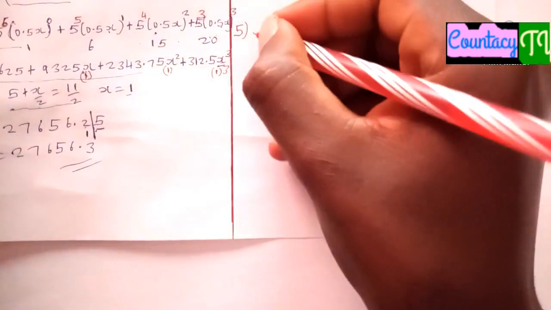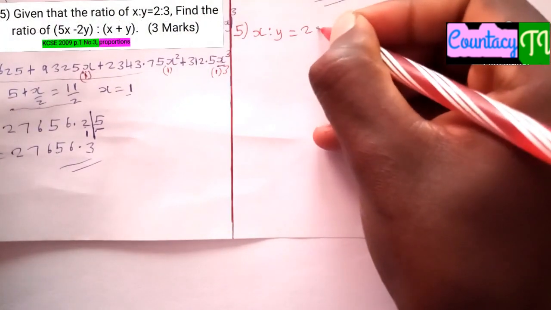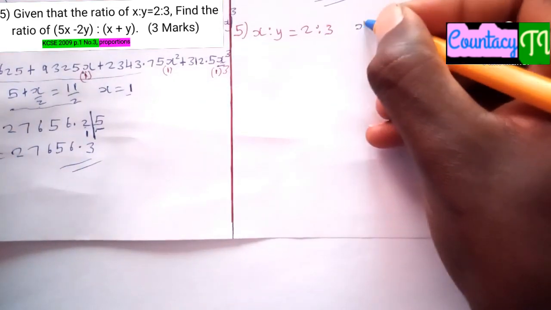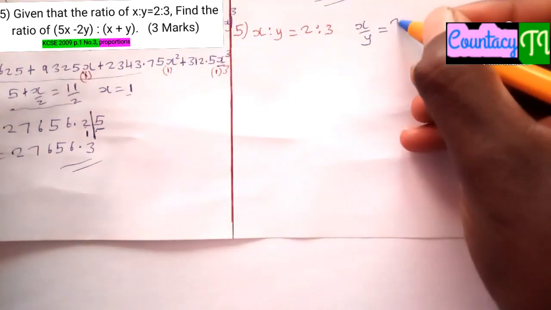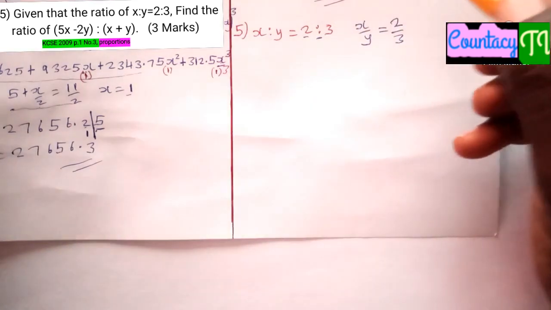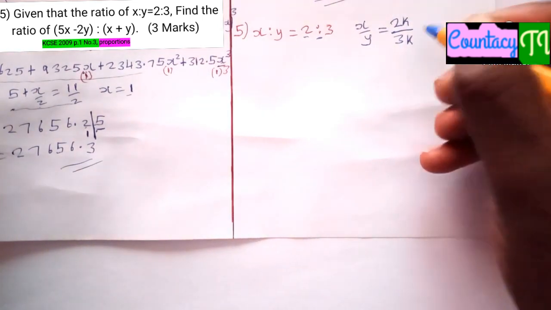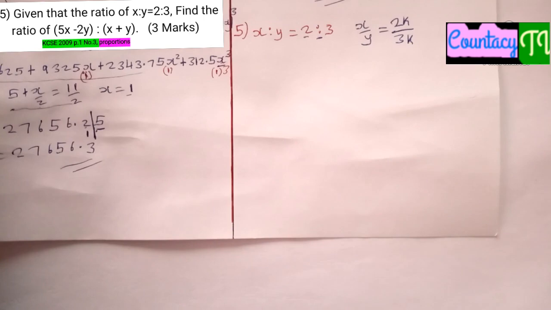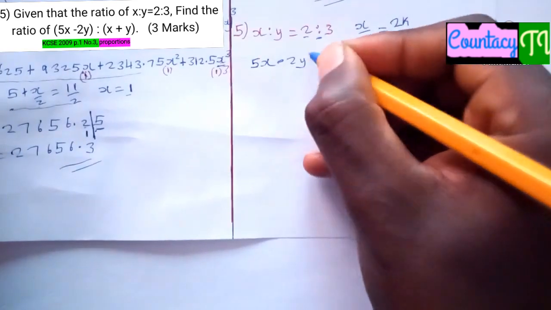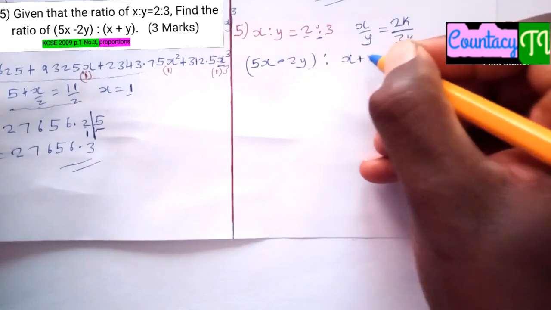We have x is to y is equal to 2 is to 3. From this, it is true to say that x all over y is equal to 2 all over 3. This sign also means all over, or rather divide by, where you've got 2k, where k is a constant. But the question is, find the ratio of 5x minus 2y is to x plus y.